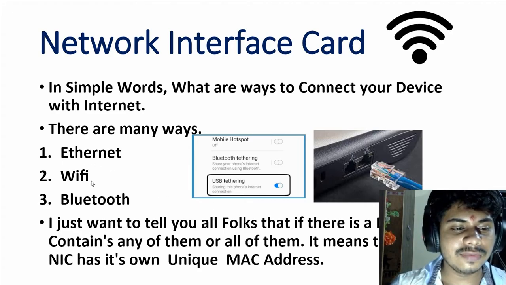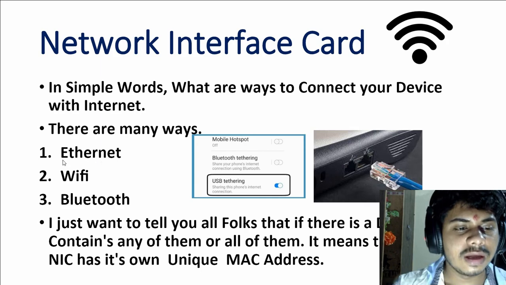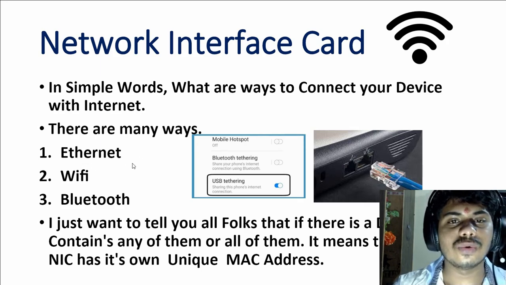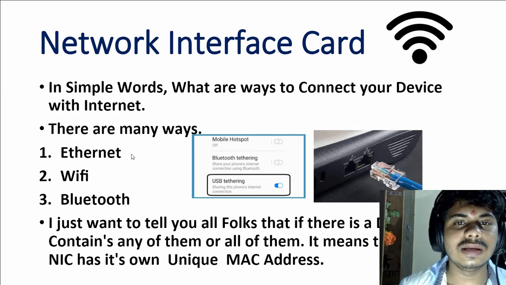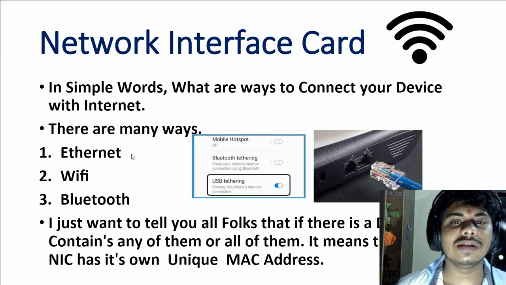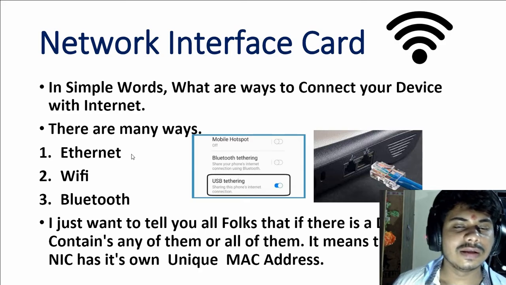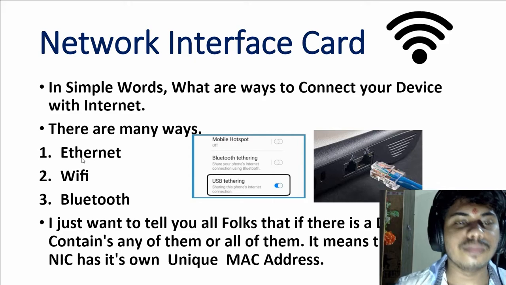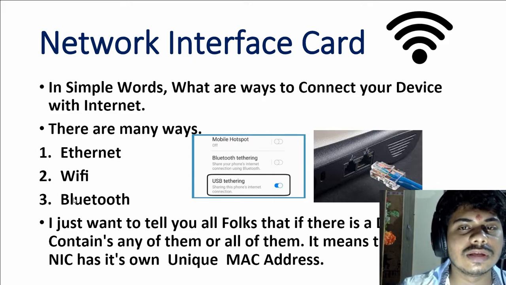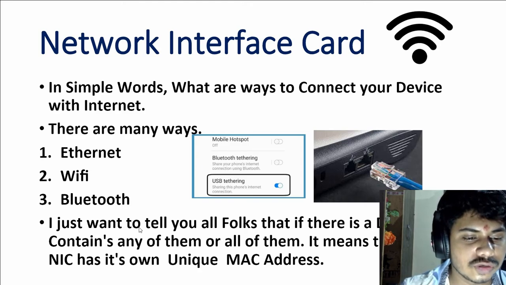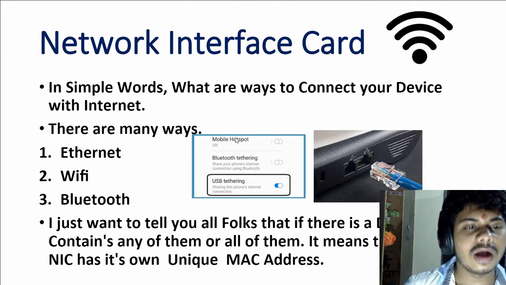So there are three ways to connect with the internet. Ethernet has its own NIC, which means it has its own network interface card, which means it has its own MAC address, and Wi-Fi has its own MAC address. Bluetooth has its own MAC address. So you just want to note it down. Now move ahead.